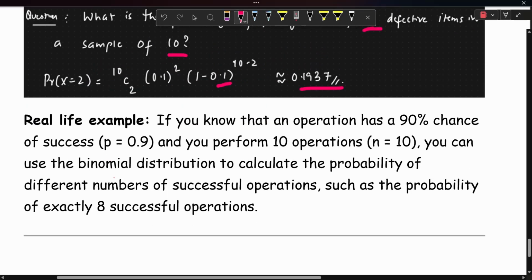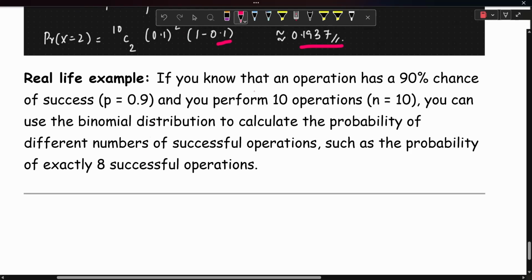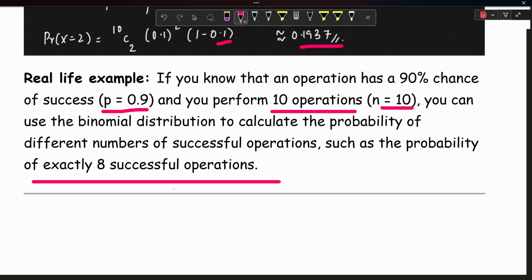Well, let's see one more example. If you know that an operation has a 90% chance of success, that is p equal to 0.9, and you perform 10 operations, n equal to 10, you can use the binomial distribution to calculate the probability of different numbers of successful operations, such as the probability of exactly 8 successful operations. So what is the probability that you will successfully complete 8 operations? This is up to you for calculation.